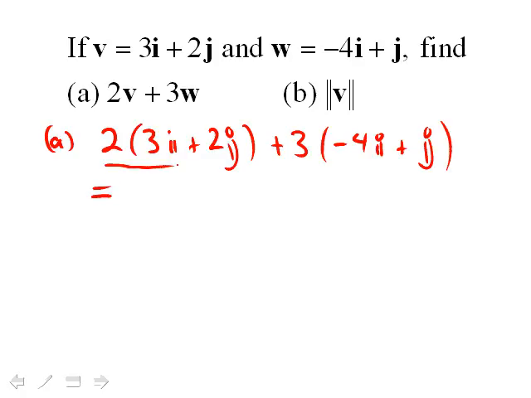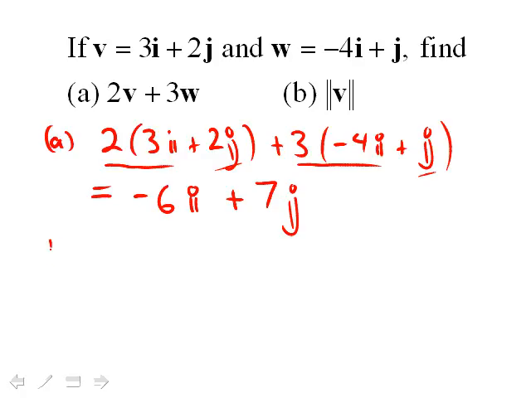2 times 3i is 6i. 3 times minus 4i is minus 12i. 6i minus 12i is minus 6i. 2 times 2j is 4j. 3 times j, 3j. So 4j plus 3j is 7j. So that would be the linear combination for A.